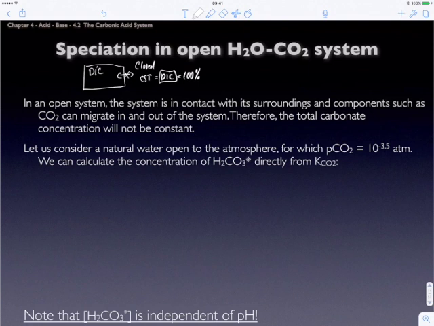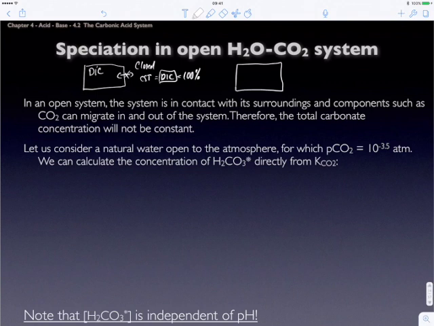But most of the natural systems can be seen as somewhat an open system. That means you have an exchange with the atmosphere. The CO2 will be most of the time in equilibrium with the atmosphere. So what does it imply? You don't know your exact DIC.